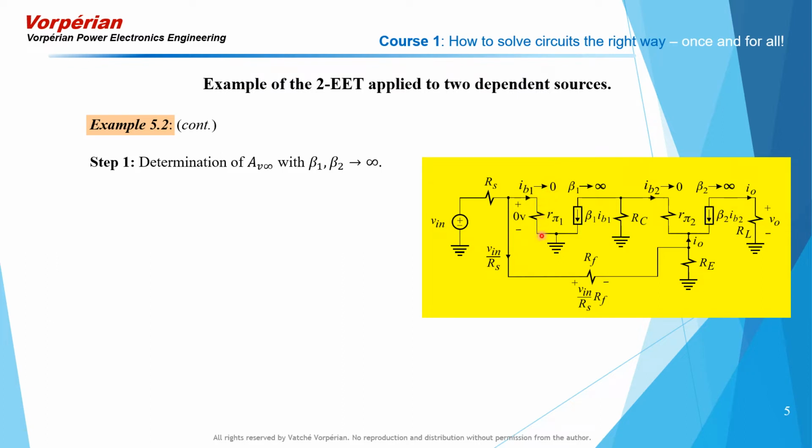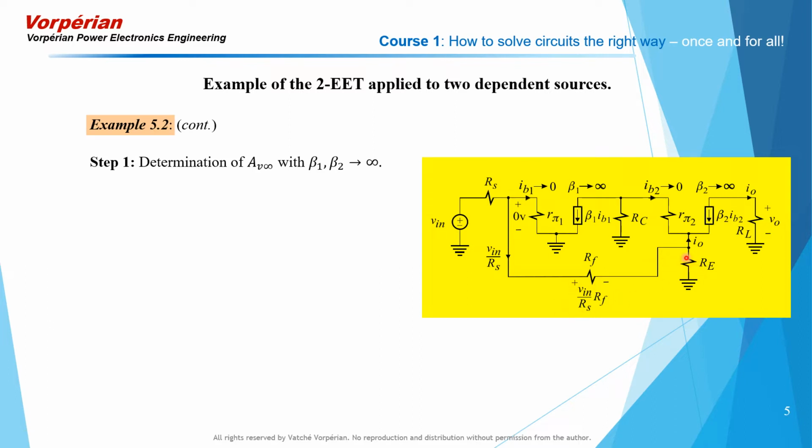which means that the voltage across R pi 1 will be 0. It means that this node will be at ground potential, which means that the input voltage will appear across RS and will start a current through it, which is given by Vin over RS. That current, once it reaches this node here, will flow entirely through the feedback network and create a voltage drop across RF given by Vin over RS times RF with the polarity as shown. Now, since the voltage here is at ground potential, the voltage across RF will appear entirely across RE, and it will start a current through RE given by this voltage here divided by RE.